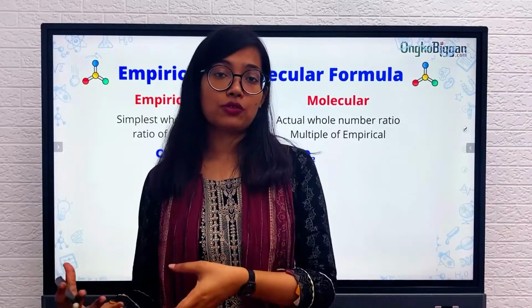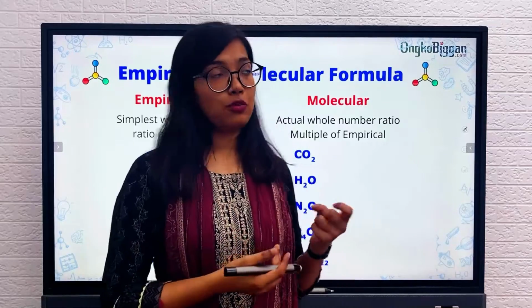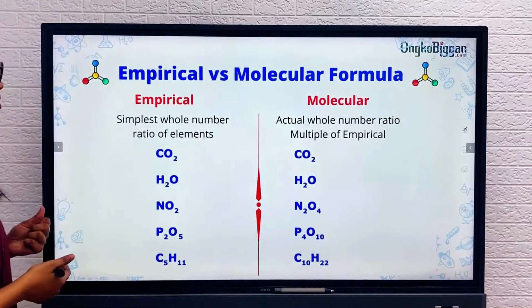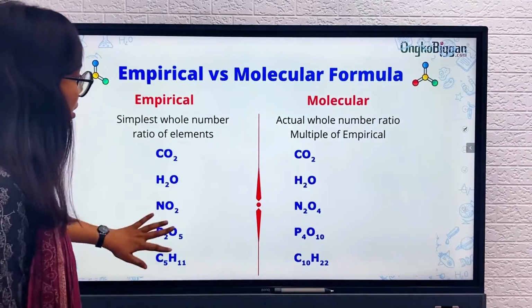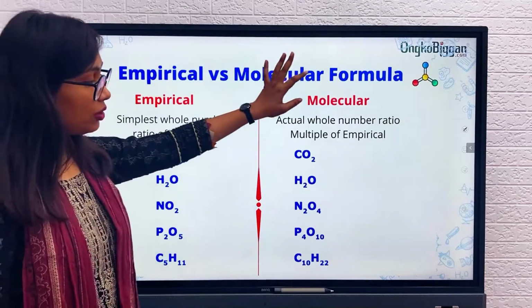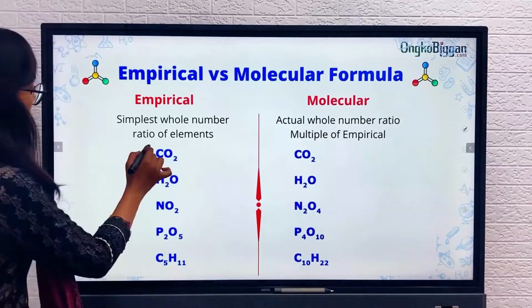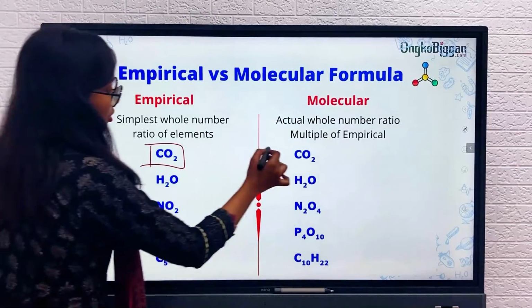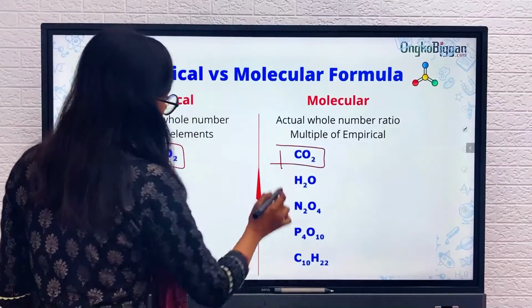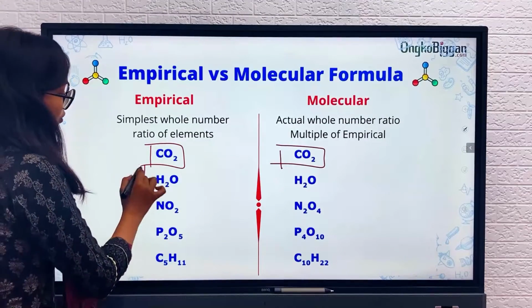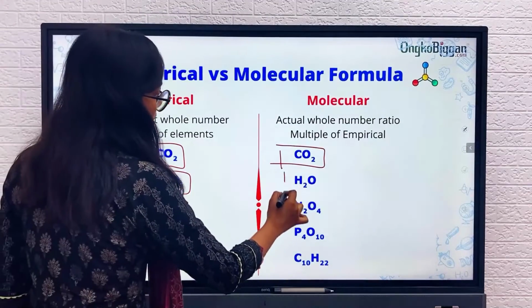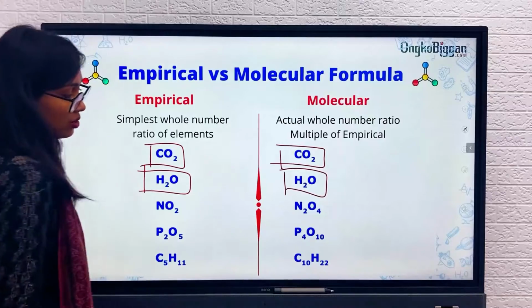Okay, so now let's see what the major differences are, or how the molecular formula differs from the empirical formula. Here are some examples. These are the empirical formulas and these are the molecular formulas of the same compounds. See, the empirical formula for carbon dioxide and the molecular formula for carbon dioxide are the same. The empirical formula for water and the molecular formula for water are also the same.